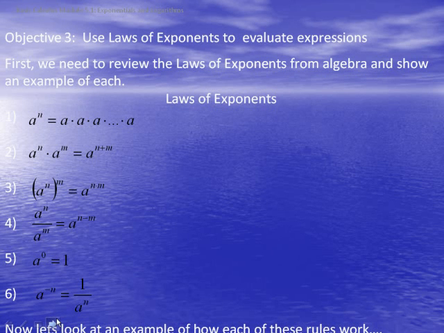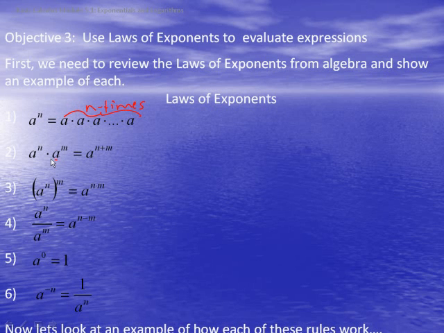Okay, let's first look at the laws. Law 1 is the definition of exponents. It says that a to the n is equal to a times a times a times a, and that is n times. So this is the definition of exponents.